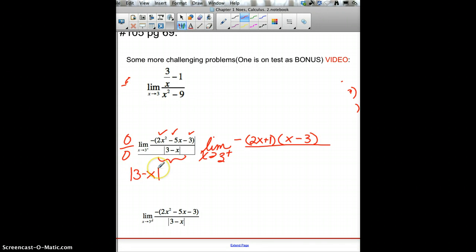3 minus x is either itself, the absolute value of anything is either itself or the opposite of itself. For example, the absolute value of 7 is simply 7. It's itself. But the absolute value of negative 7 is actually the opposite of itself. So you've got to be really careful down in here that you understand that formal definition of the limit. That it's itself when it's positive and the opposite of itself when it's negative.